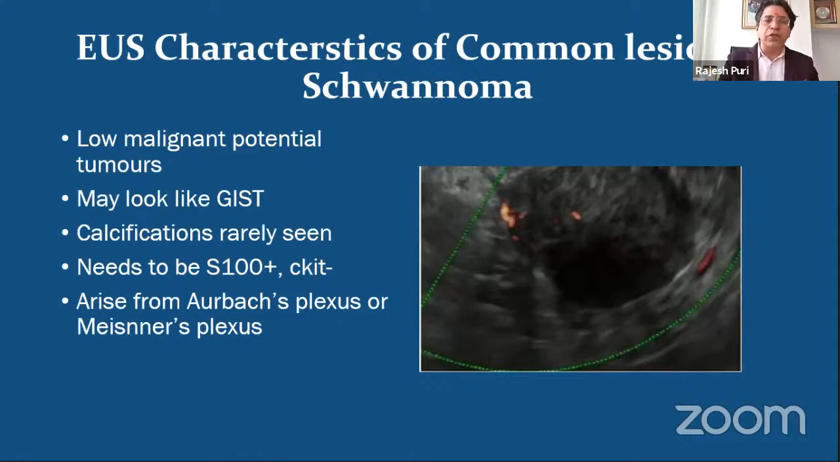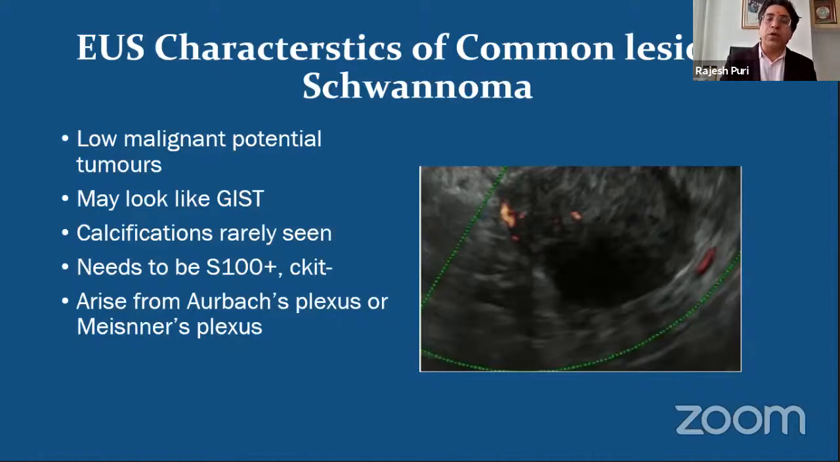Another common lesion which originates from the fourth layer is schwannoma. Again, they have a very low malignant potential. They look like a cyst. Calcification is rarely seen, but when you take the biopsies, they are S100 positive, c-KIT is negative, and they originate from the myenteric plexus. So why is it important? In the fourth layer, it is either schwannoma, leiomyoma, or the GIST. Schwannoma and leiomyoma don't require any follow-up, while GIST requires follow-up and has a malignant potential.